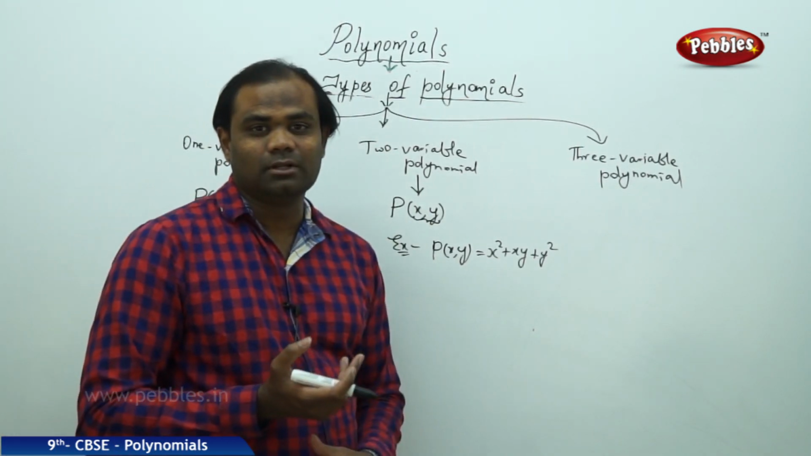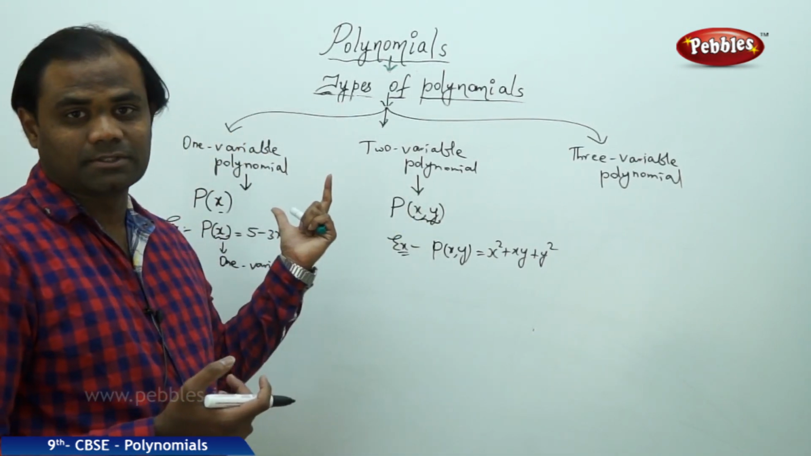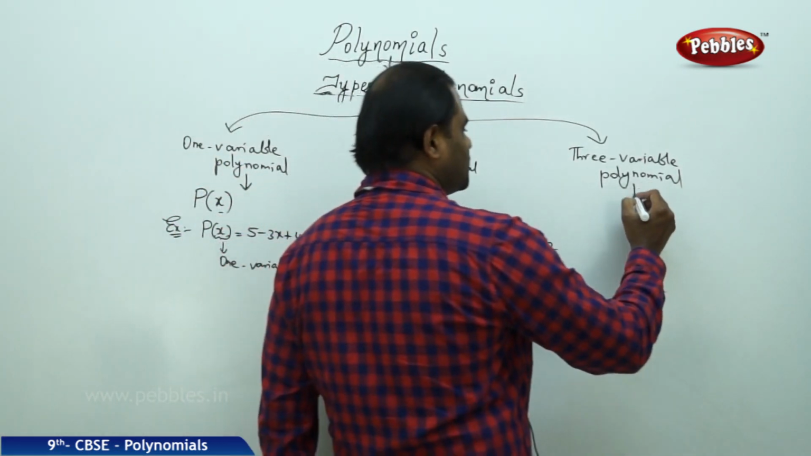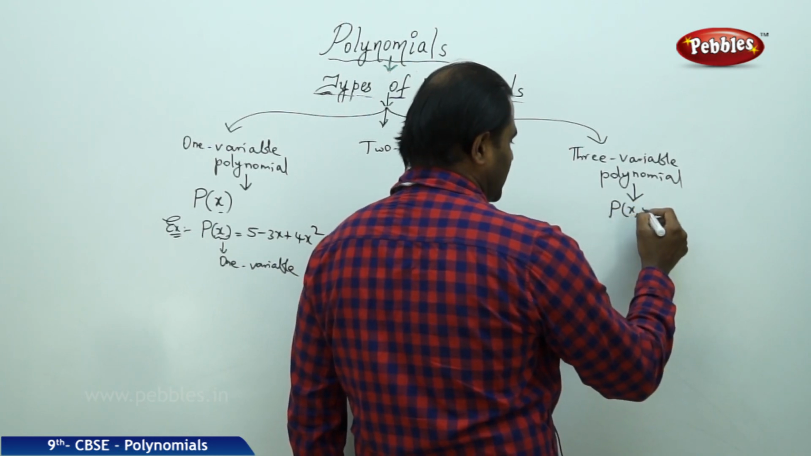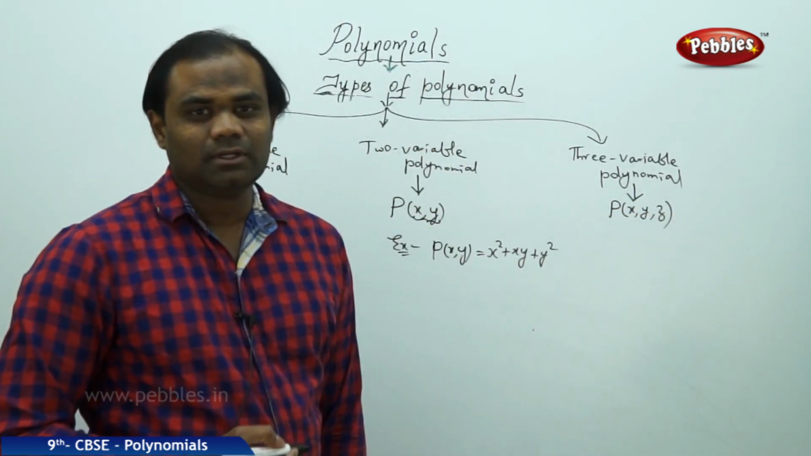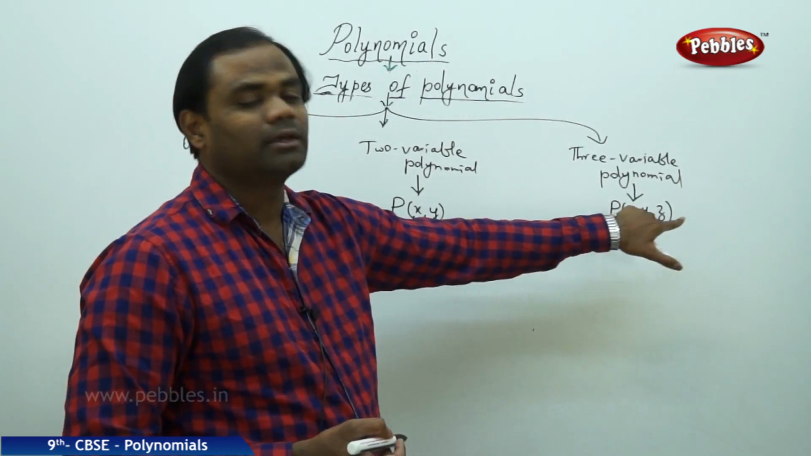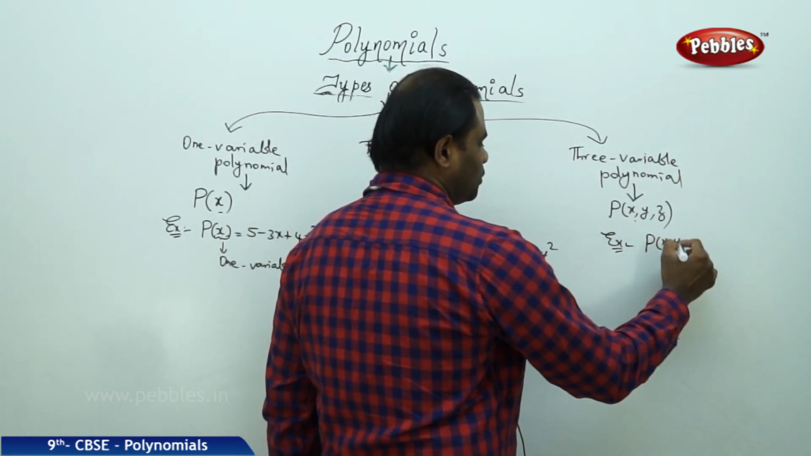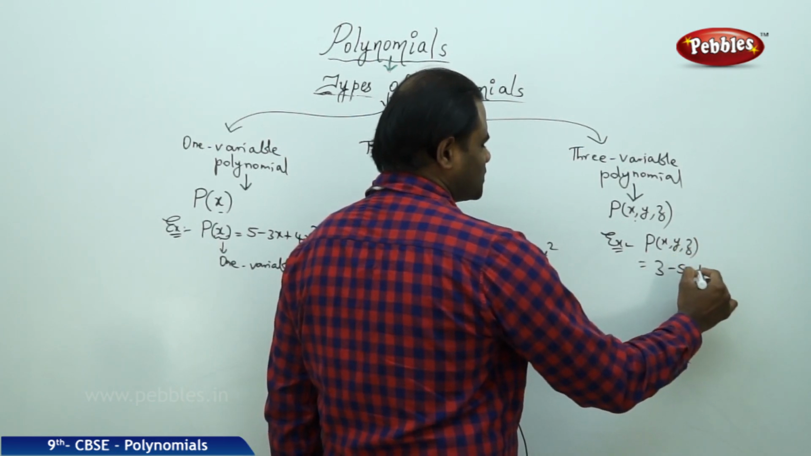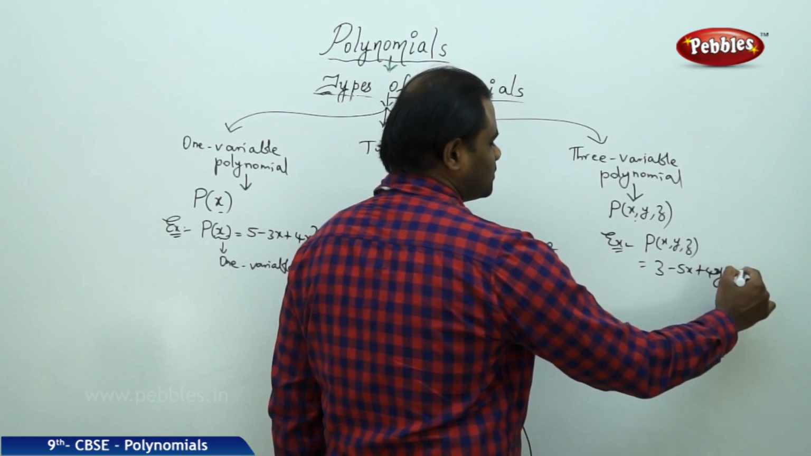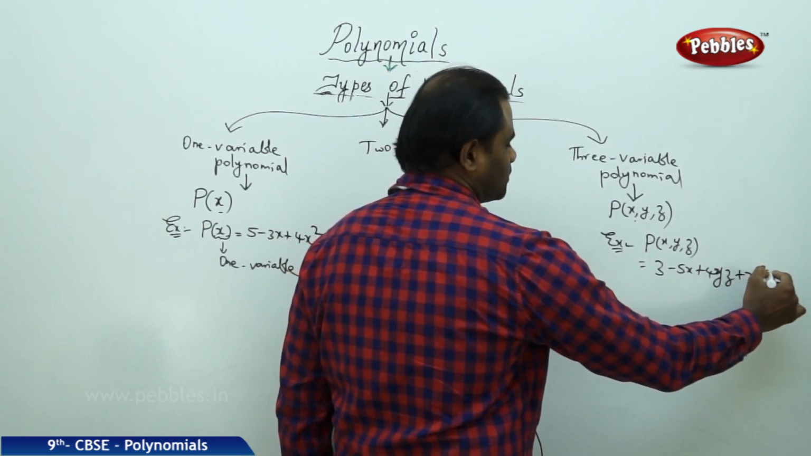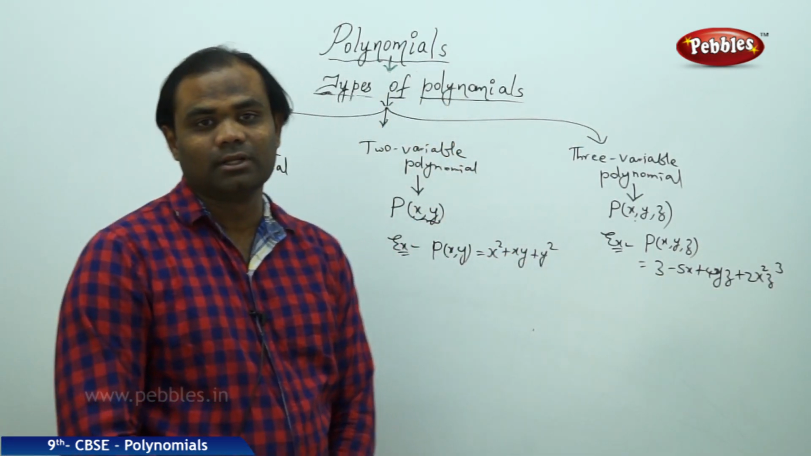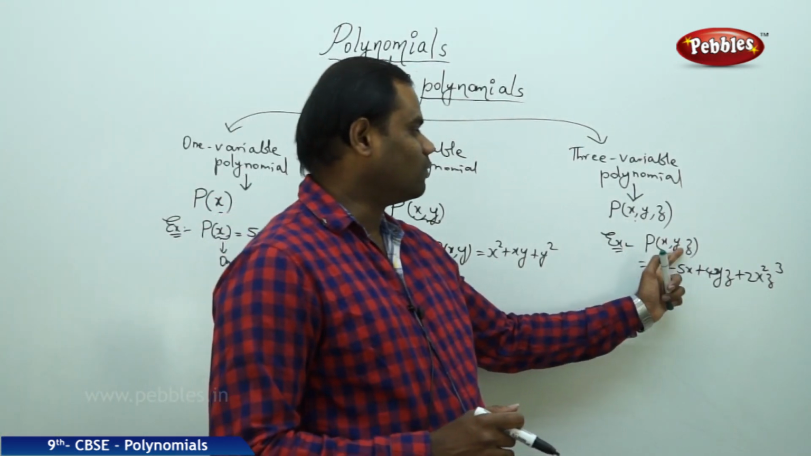Next, let's see a three variable polynomial, followed by the two definitions coming from one variable to two variable and then three variable. It is quite obvious that a three variable polynomial would be defined as p of x, y and z. The three variables identified here are x, y and z. And for example, if I take a polynomial to be 3 minus 5x plus 4yz plus 2x squared z cubed, then I say this is an example of a three variable polynomial because it has three variables x, y and z.